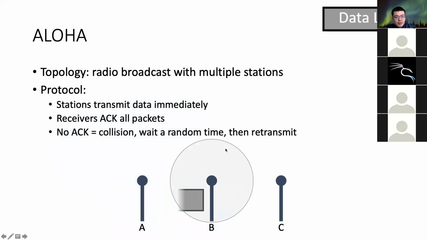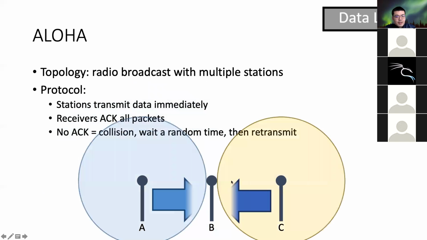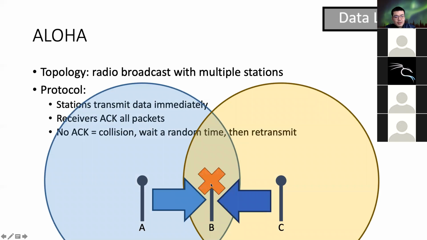There could be a case, for example, where both are sending, so you get garbage. You will not get the data, and you will not acknowledge A and C. Then they know that a collision happened. A and C need to wait for a random time to retransmit. You need to wait for a random time because if you wait for the same amount of time, A and C will conflict again at B. So that's Aloha.